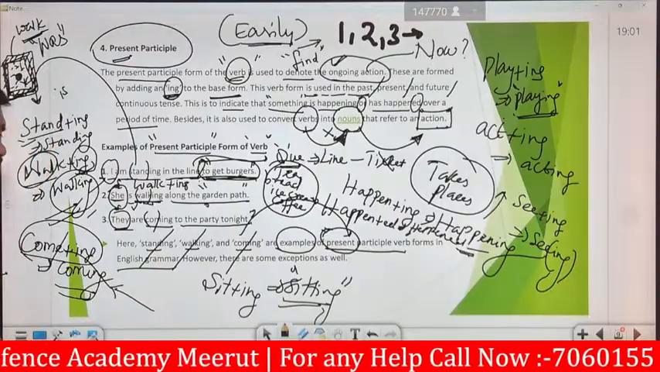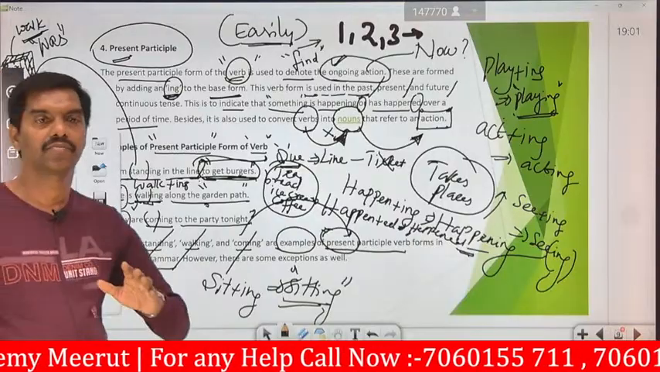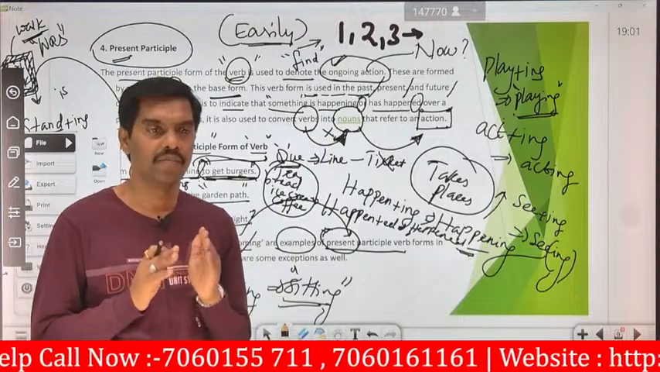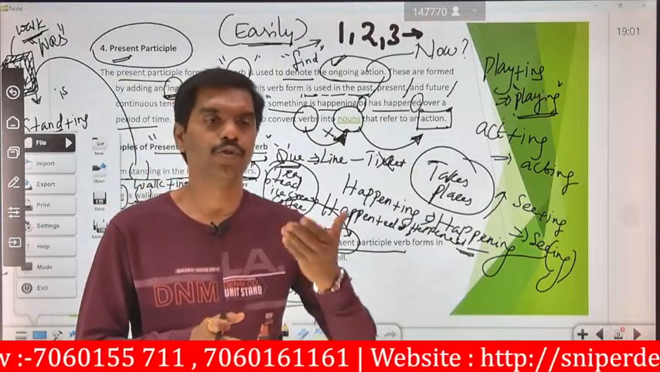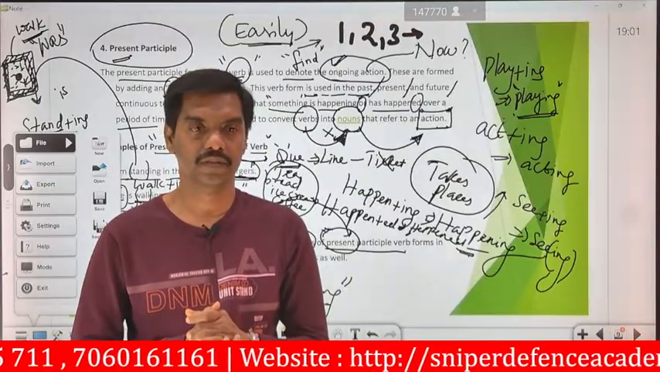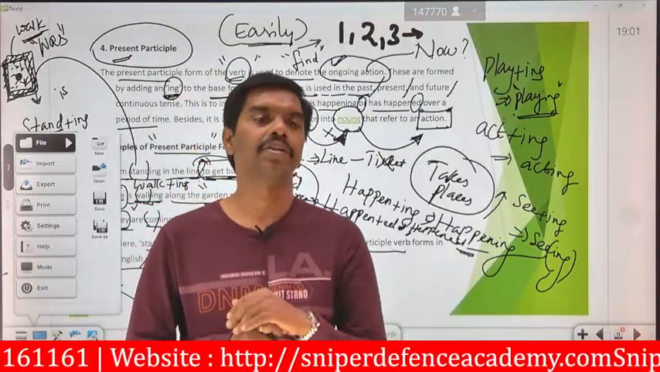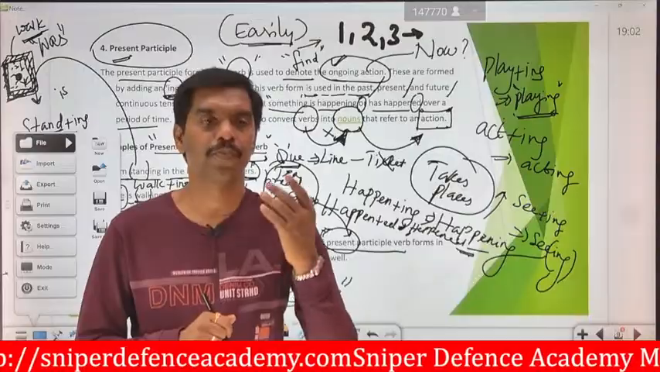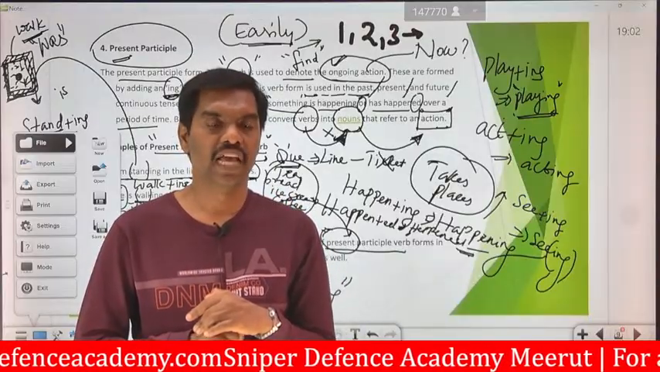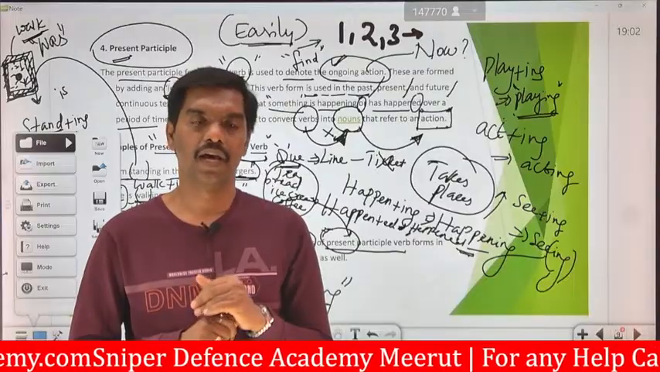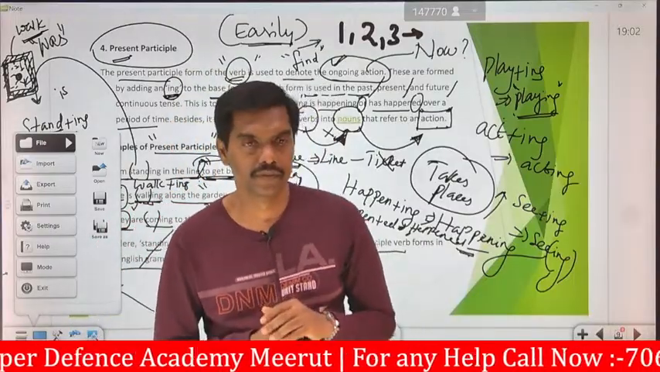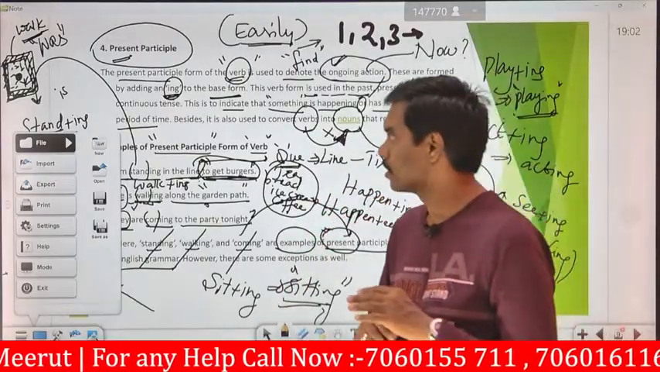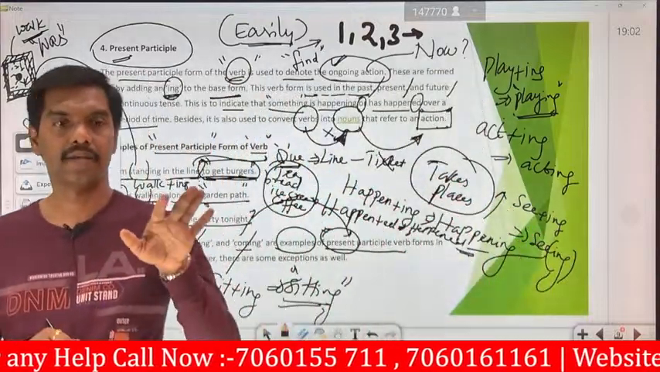This present participle shows that at present the action is taking place. Okay, I'm eating bread. I'm waiting for the bus. I'm going to the bus. I'm writing with the pen. I'm writing on the paper. Something you are doing at present. I'm opening the door. I'm walking on the stairs. I'm walking on the steps. So these things become present participles.